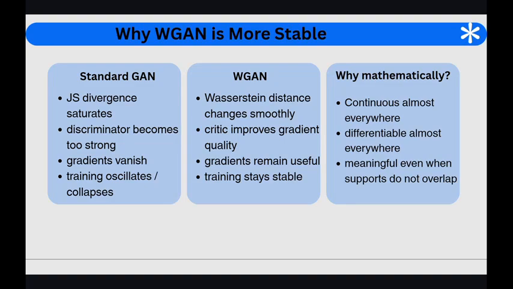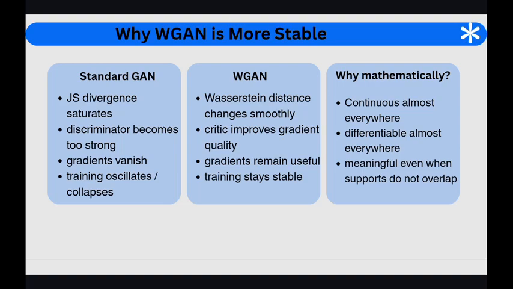Since WGAN gives better gradients to the generator, that makes it more stable. In standard GAN, once the discriminator becomes too strong, the loss will saturate and gradients will become very small. This causes the vanishing gradient problem, which makes the generator stop learning properly. So WGAN avoids this by using Wasserstein distance.